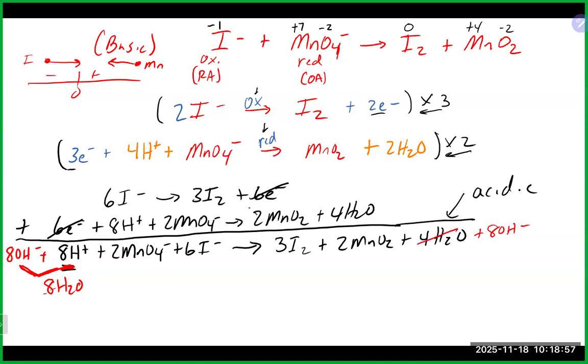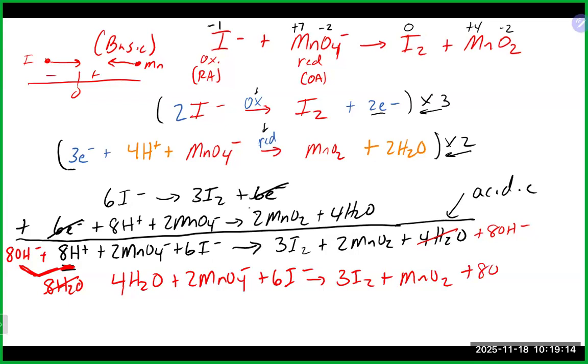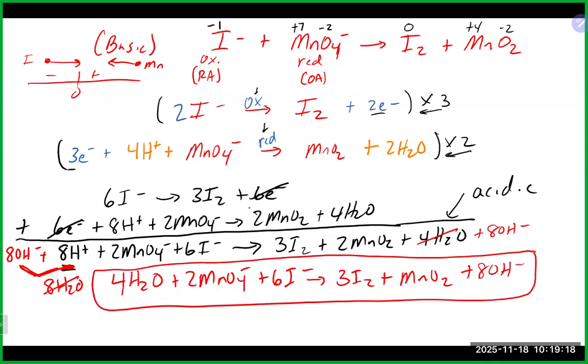So 4 minus 8 leaves me a net of 4 waters on the left, plus 2 MnO4 minus, plus 6 I minus, goes to 3 I2 plus MnO2 and 8 OH minus. This now should be our equation balanced in basic conditions, as we see the OH minus there.